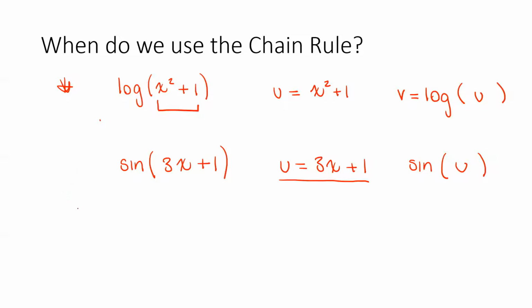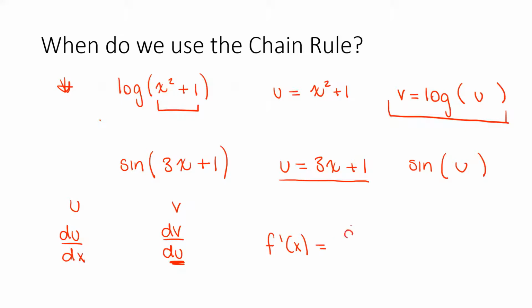Now, the steps with finding the chain rule is to first find out what your u and v are. After you do that, you find the derivatives, du dx and dv du. And the reason why it's dv du is because we wrote v in terms of u. So whatever the function is in terms of is what goes on the bottom of our derivative.